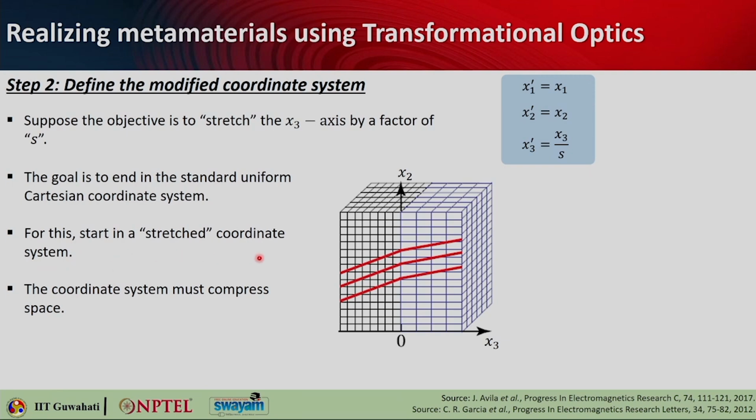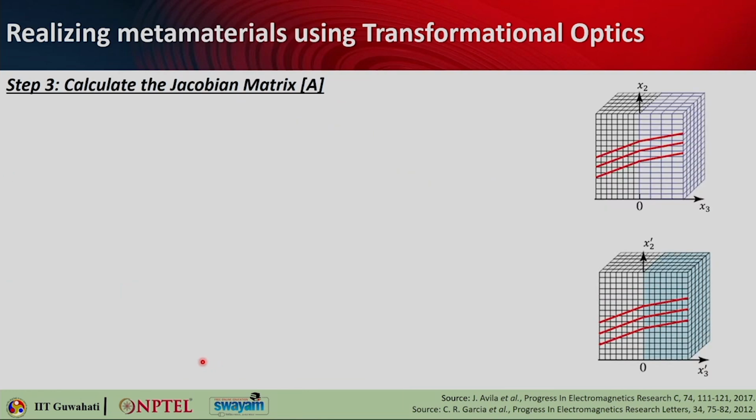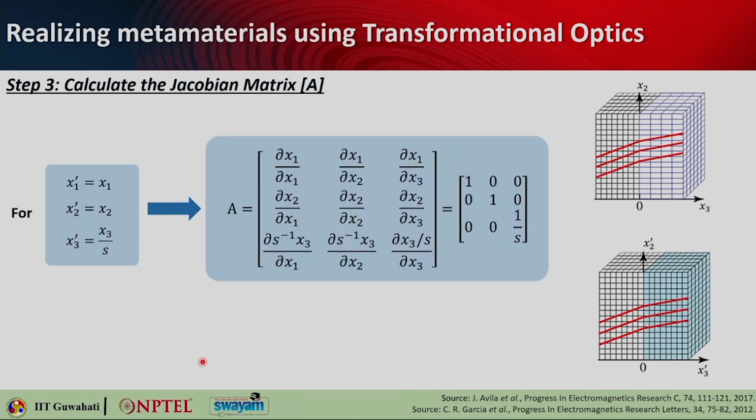So, for this, start with a stretched coordinate system like this, okay, and then you think that the coordinate system must compress in space, and that should help us obtain the equivalent permeability and equivalent permittivity of that particular stretched space, something like this. So, this will be the new material which will have this equivalent permeability and permittivity. So, we have seen the calculation of the Jacobian matrix. So, if this is the new coordinate system, you can find out the Jacobian matrix, and it is basically 1 0 0, 0 1 0, and 0 0 1 over s.